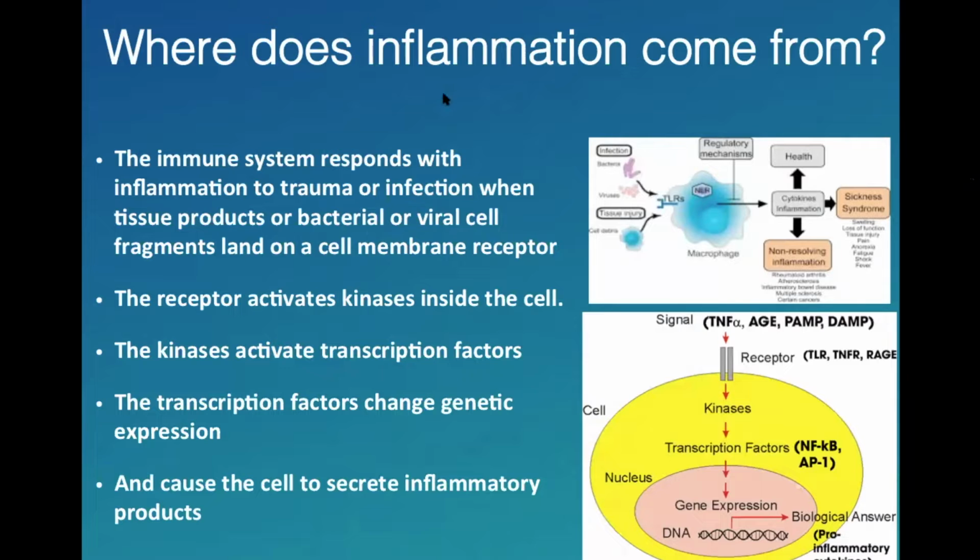Yep, the immune system, where does it come from? The immune system responds with inflammation to either trauma or infection when tissue products from trauma or bacterial or viral cell fragments land on this cell membrane receptor. The receptor activates kinases inside the cell. The kinases activate transcription factors.